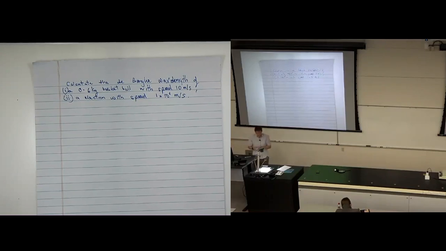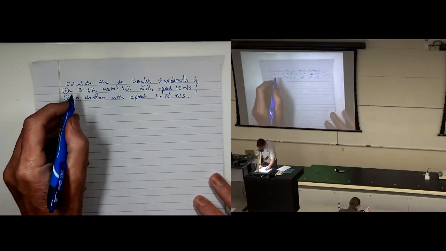Let's calculate that wavelength for two different objects, two different particles. One is going to be an everyday particle, a basketball. We'll calculate the de Broglie wavelength of that. The other one is going to be a subatomic particle, an electron. We're going to calculate the wavelength of that. So let's go ahead and do that. I'll start with the basketball.